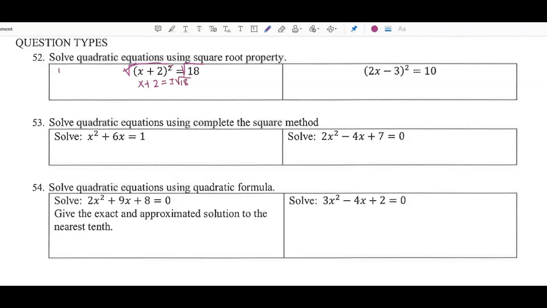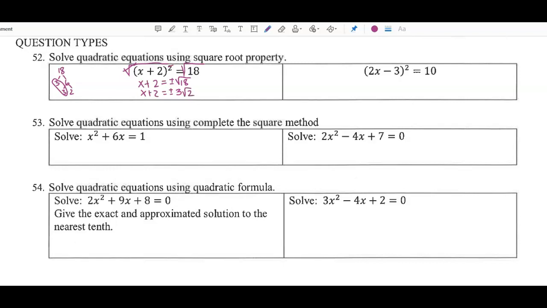But then remember, 18 can simplify, and you need to make sure that you have it simplified as much as you can. And so we get 3 times 3 times 2. So there's a pair of 3's, so this pair gets to go out, but the 2 is stuck inside still. So if I rewrite this, I have x plus 2 equals, and make sure your plus or minus still stays in front of this when we simplify it. Okay, so it's plus or minus 3 square root of 2.